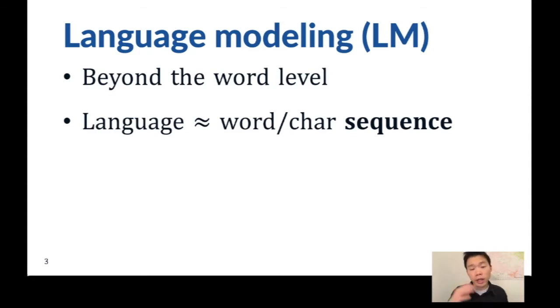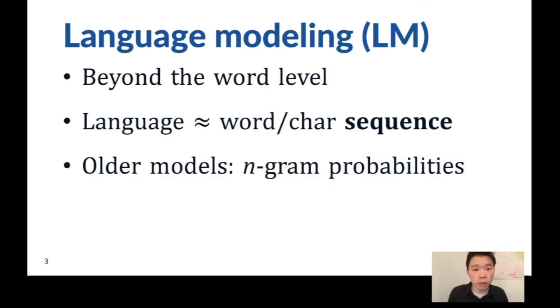Then we can start calculating things over that sequence of words or characters. And we've actually found this to be pretty good in practice, despite there being tons of other research about ways to represent languages and calculate models over them. The older models were n-gram probabilities, and it's not necessarily older, it's still a very viable paradigm here.